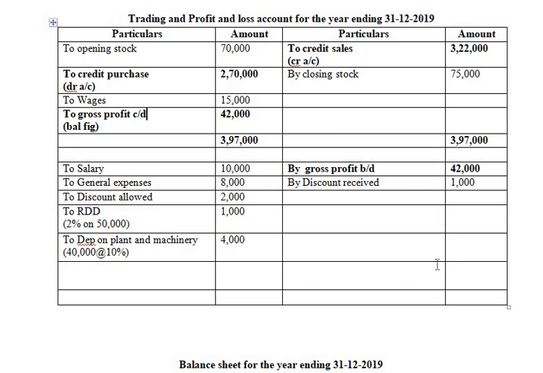Now let's close the profit and loss account. What will be the amount here? Is the debit side or credit side more? The credit side is more. So 42,000 plus 1,000, which is 43,000. Here also the same amount, 43,000. Now 43,000 minus 10,000 minus 8,000 minus 2,000 minus 1,000 and minus 4,000. What is the balance here? It is 18,000.